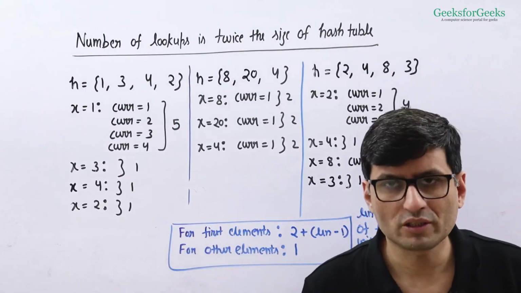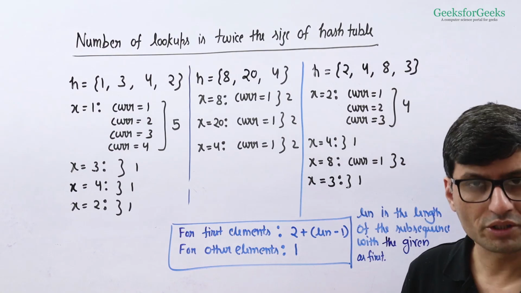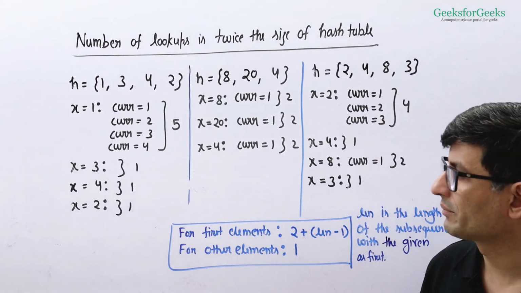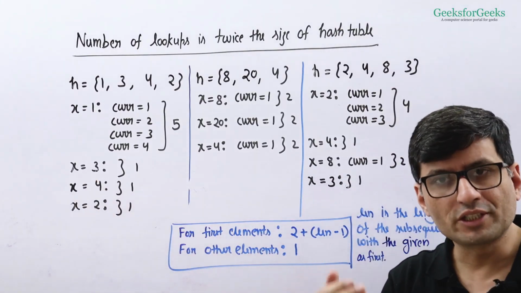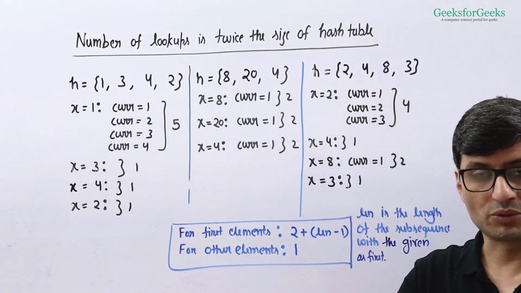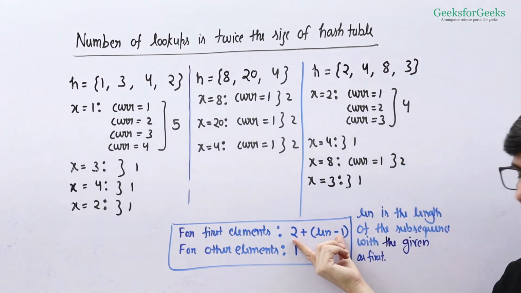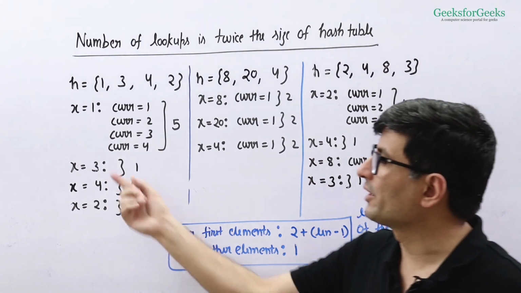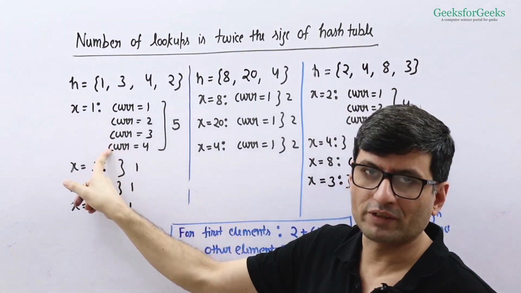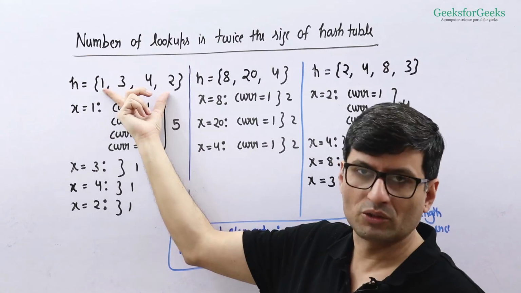How does this formula work? For the elements which are part of a subsequence but not the first elements, we always do one lookup. For example, for 3, 4, 2, we did 1 lookup, right? And for the elements which are part of a subsequence and are the first elements, we are doing 2 plus len minus 1 lookups, where len is the length of the subsequence beginning with that element. For example, here for 1, how many lookups are we doing? We are doing 5. What is the length of the subsequence that begins with 1? It's 4, right? 1, 2, 3, 4.